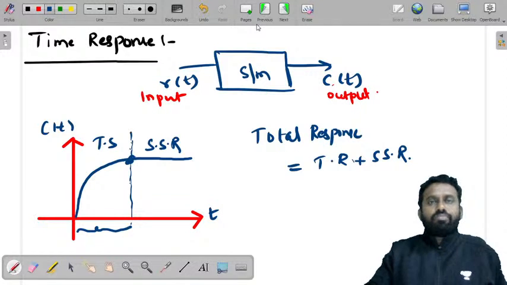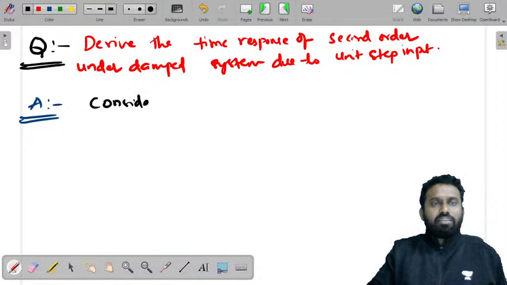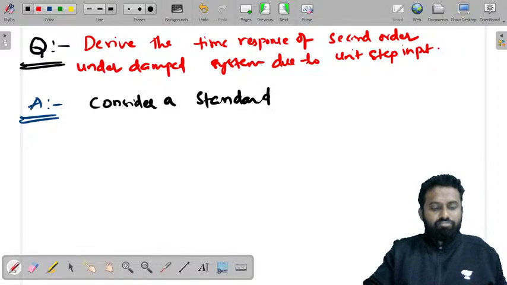Then let's look at the next question. Derive the time response of the second order underdamped system. So this order of a system, second order system, if we consider a standard second order system.